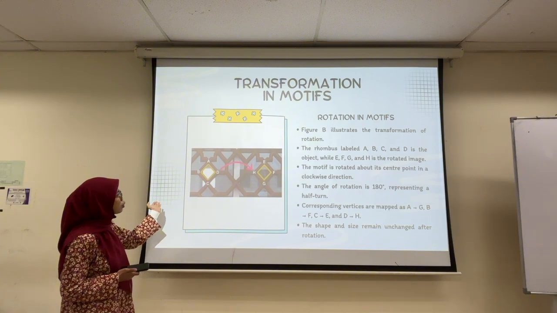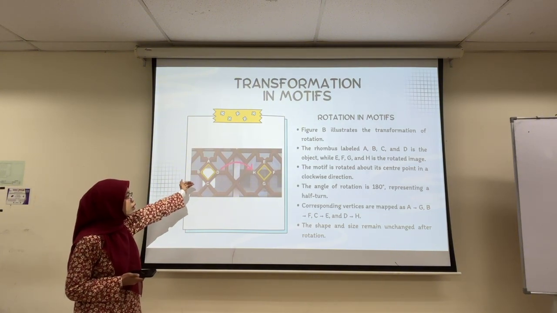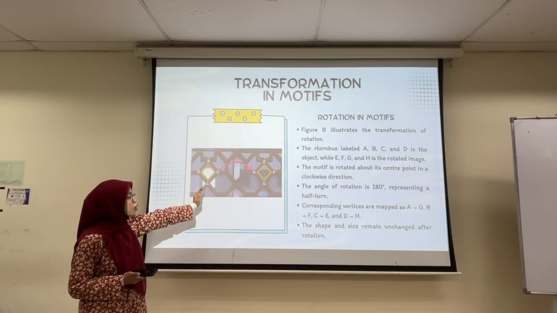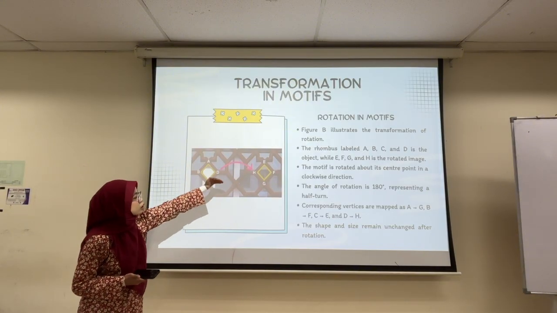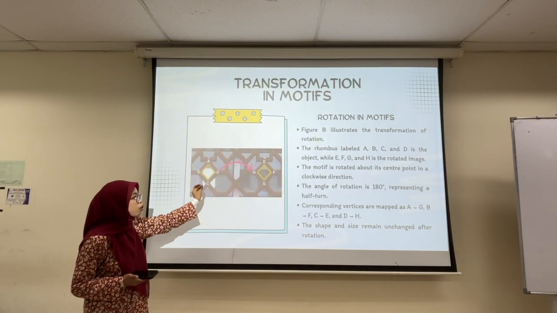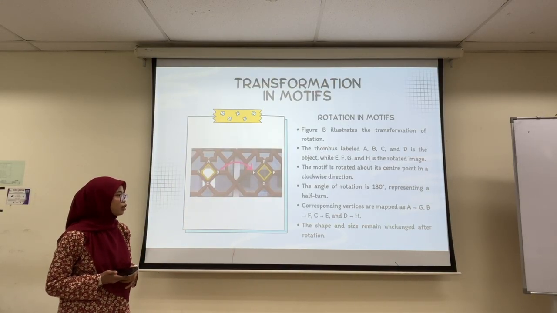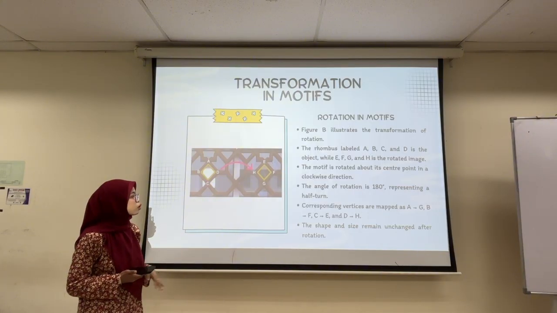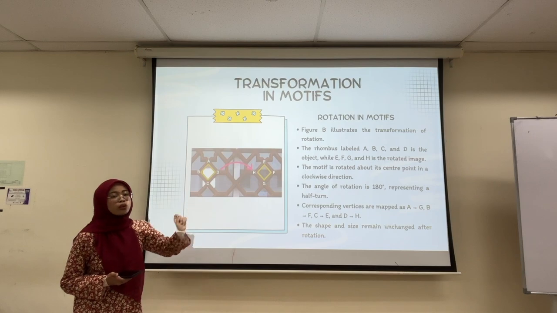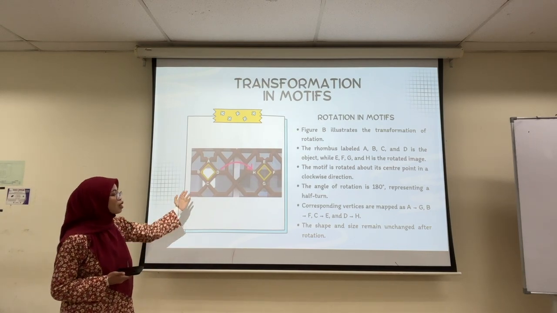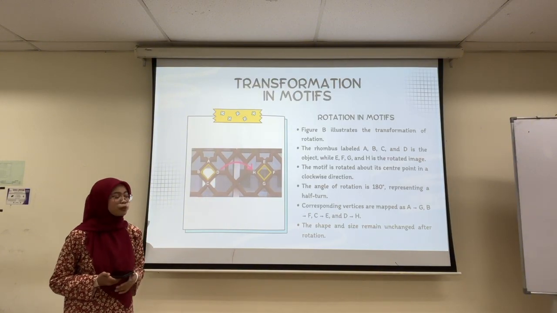Figure B illustrates the transformation of rotation, where the rhombus labeled ABCD is the object, while EFGH is the rotated image. The motif is rotated about its center point in a clockwise direction. The angle of rotation is 180 degrees, representing a half turn. The corresponding vertices are mapped as A to G, B to F, C to E, and D to H. The shape and the size of the rhombus remain unchanged after the rotation.